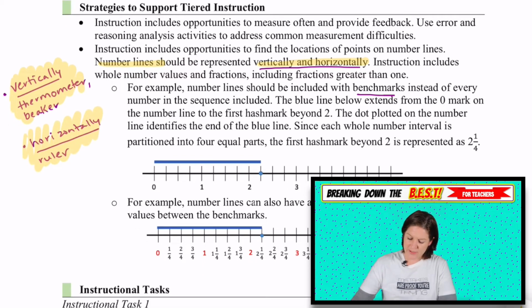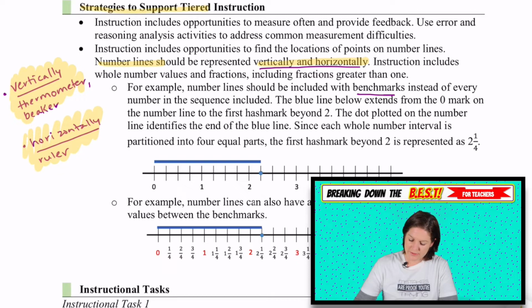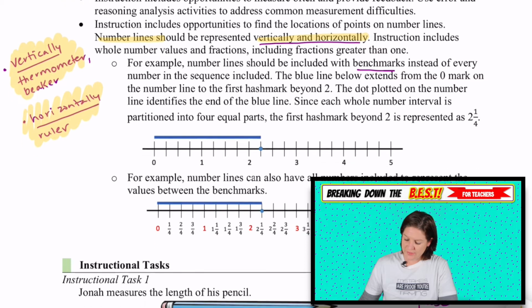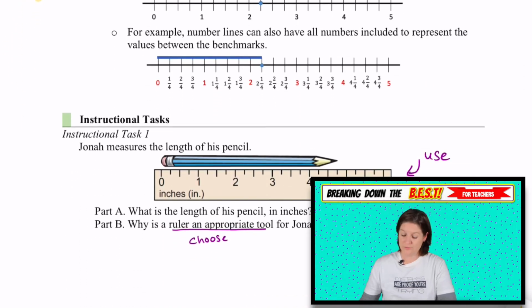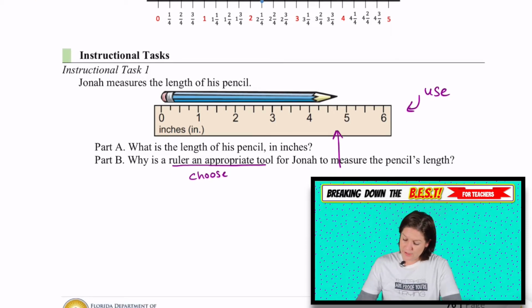This section right here is important to take a look at for that tiered support. So I would definitely suggest taking a look at that there, but I'm going to go ahead and move on to right over here to the instructional tasks.